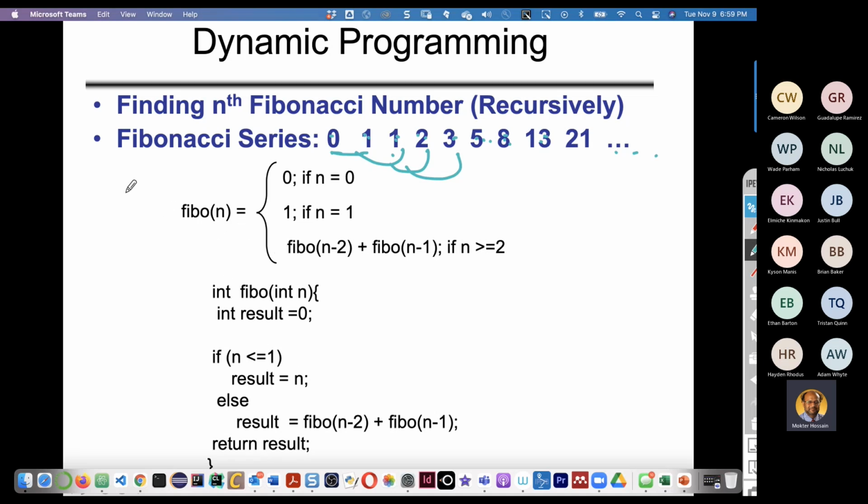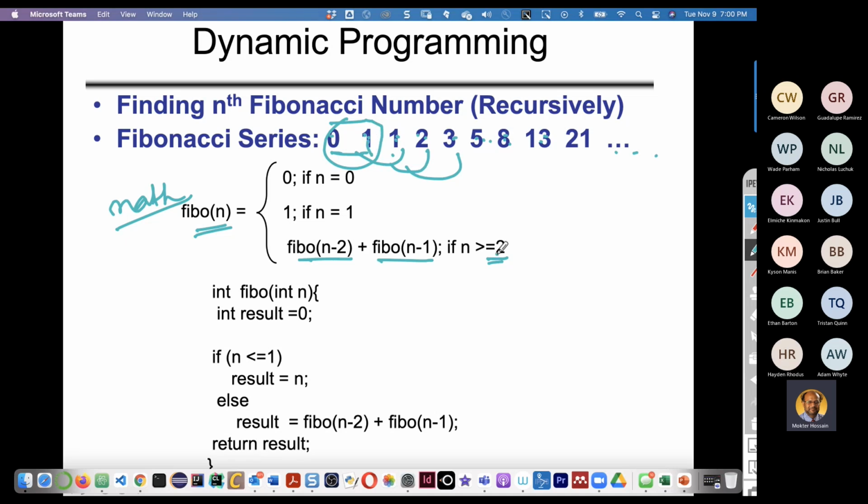This is the mathematical definition of the Fibonacci series. It is 0 if n equals 0, or 1 if n equals 1. So these two are the base cases, and otherwise, if n is greater than or equal to 2, then Fibo of n minus 2 plus Fibo of n minus 1. That is the previous number.